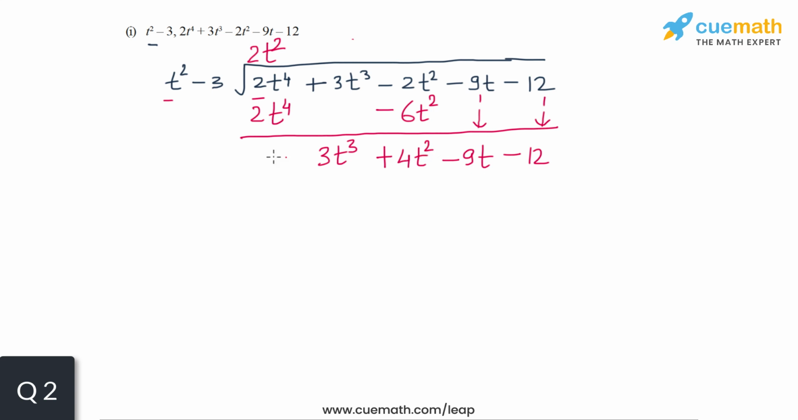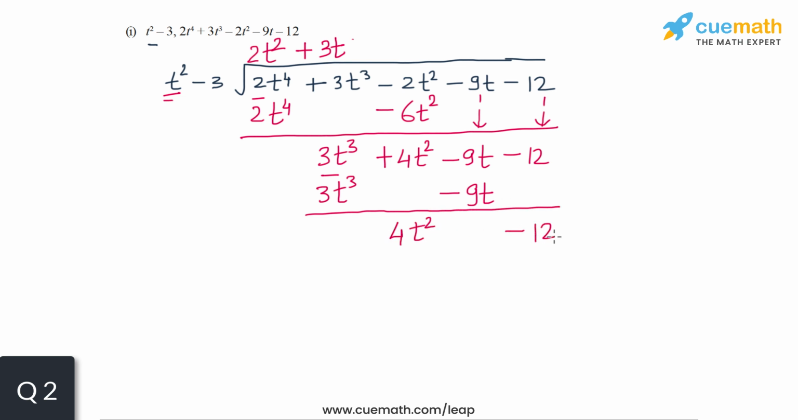Now the next multiplier we will need is what we need to convert t square into 3t cube. So for this we will need the multiplier 3t, and this generates the terms 3t cube minus 9t. So minus 9t we will write here, and now when we subtract we get 4t square minus 12. So this is all that we get.